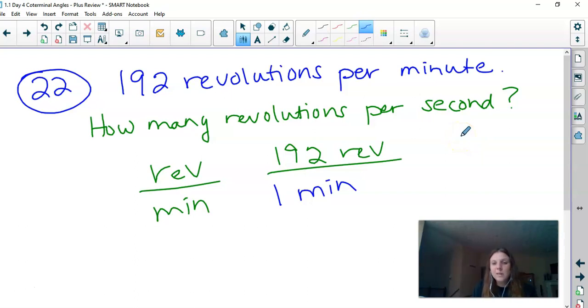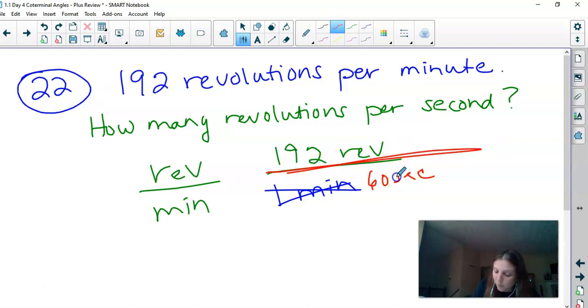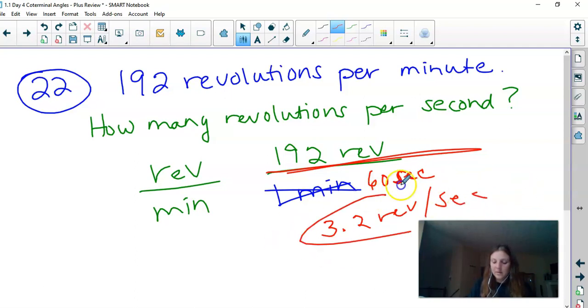So as we've been working with these conversions of units, you can really just cross out the minutes and replace it with its equivalent amount of seconds. So there are 60 seconds in a minute. So go ahead and divide the 192 divided by 60, and you will get the decimal answer, and you'll be picking from the multiple choice solutions there. So go ahead and divide and write down what you got. So I got 3.2 revolutions per second. Okay, and then if you match that up with the paper, that would be letter D.